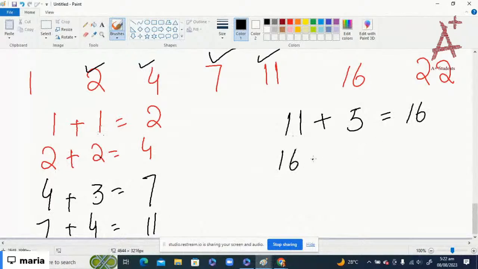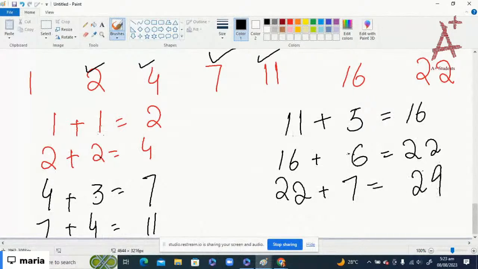Now 16. After 5, what's the next number? Think about it, you guys. You have 1 minute. Which number am I going to put here? Then I got the answer 22. Now take this 22. Add what's the next number I'm going to put here? That is 7. 22 plus 7 is 29, and that is the missing number.